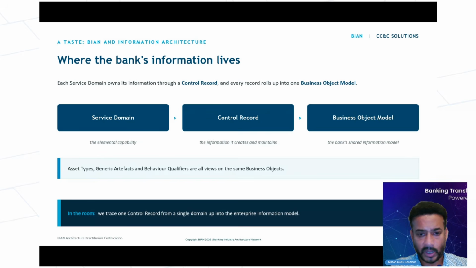So, BIAN came along many years before AI sort of grew into prominence, and saw the importance of organizing the information that a service domain owns, and had the concept of a control record, which in turn can be modeled into an enterprise level view of business objects. So the service domain provides your elemental capability. The control record manages the information that service domain is responsible for. And then the business object model gives an enterprise view of that same information in a way that is reusable, mutually exclusive, collectively exhaustive.